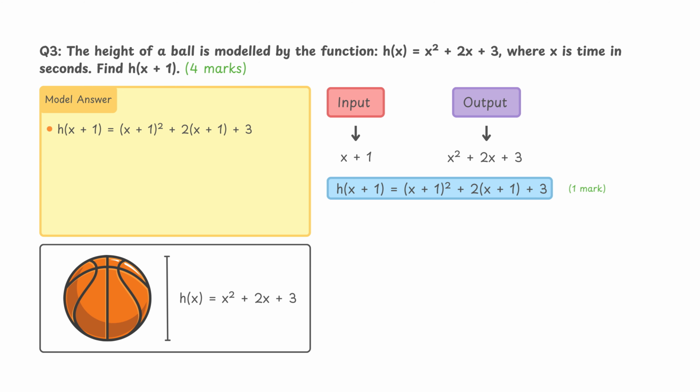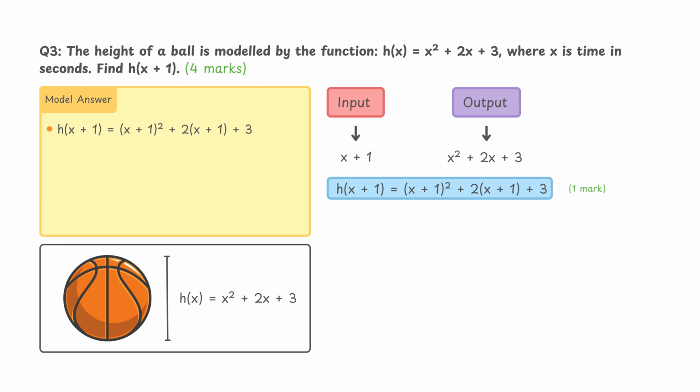Now we expand step by step. Start with the squared bracket. Open bracket x plus 1 close bracket squared means open bracket x plus 1 close bracket multiplied by itself. When we expand, we get x squared plus 2x plus 1. Now substitute that back into the function. So we have h of x plus 1 equals x squared plus 2x plus 1 plus 2 multiplied by open bracket x plus 1 close bracket plus 3.